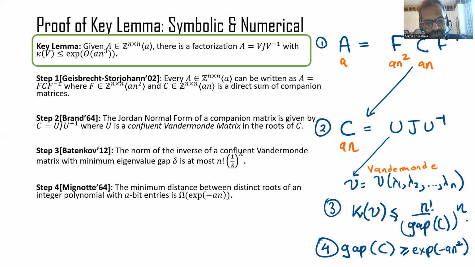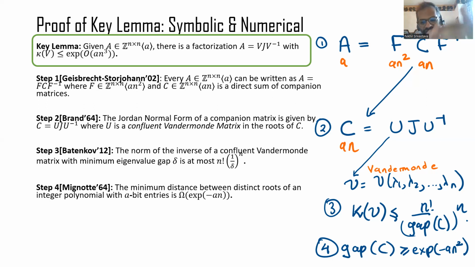Well, our polynomial C is just a characteristic polynomial of the companion matrix. And the coefficients of that polynomial are just entries of the companion matrix. So they have bit length at most AN. And so applying this lemma, it means that the minimum gap between distinct roots of these companion matrices is at least exponential in minus AN squared.